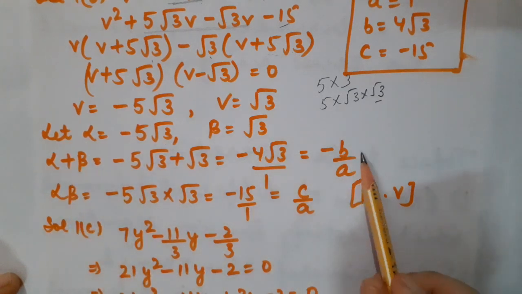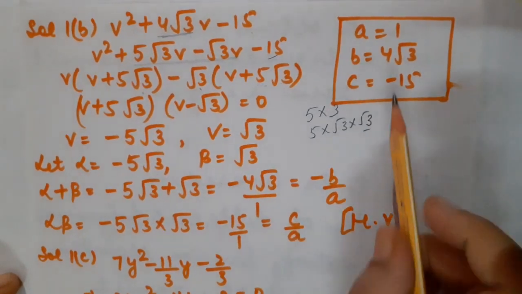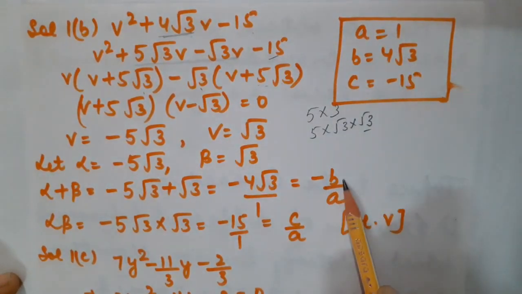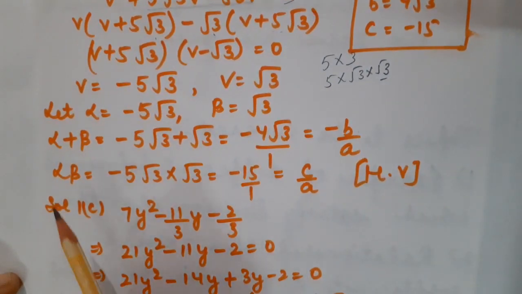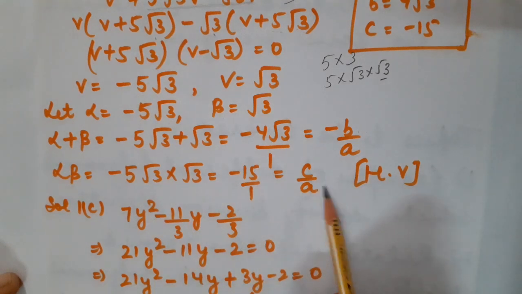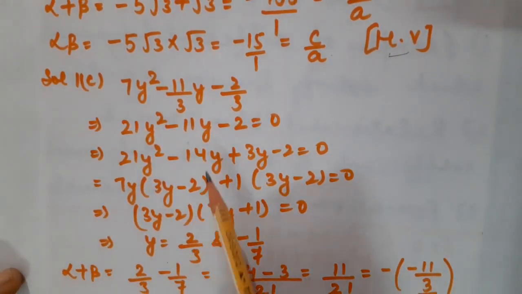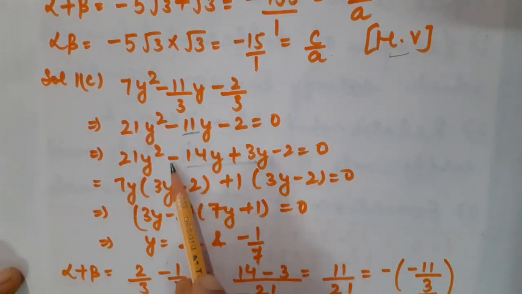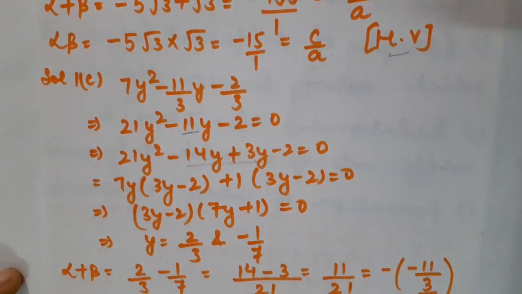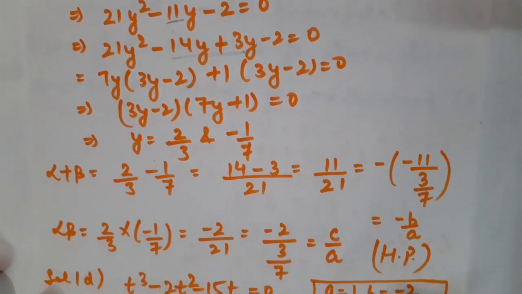After calculating the sum, I have got minus 4 root 3 and I know what b is. b is 4 root 3. So it would become minus b, and a is 1. So this would become minus b by a. Similarly, alpha into beta is equal to c by a. So hence, verified. In the same manner, children, just see part number C. Very simple factorization. In sum, I want minus 11, and as product, I want minus 42. Please, children, check each and every step to get rid of any confusion.